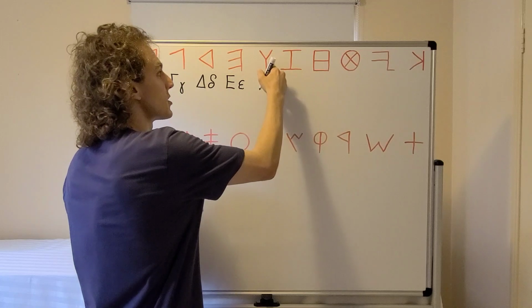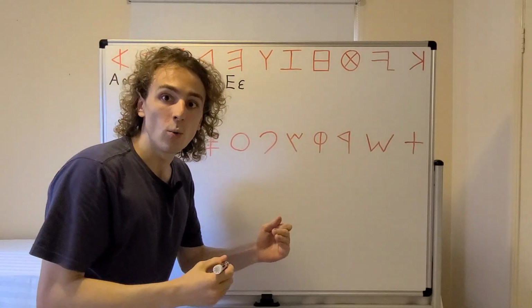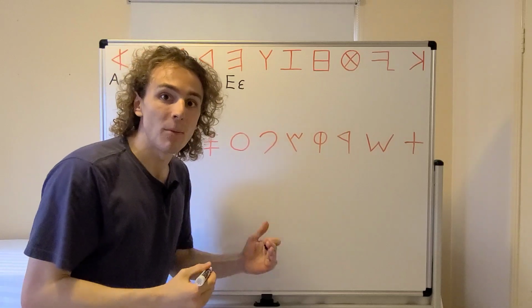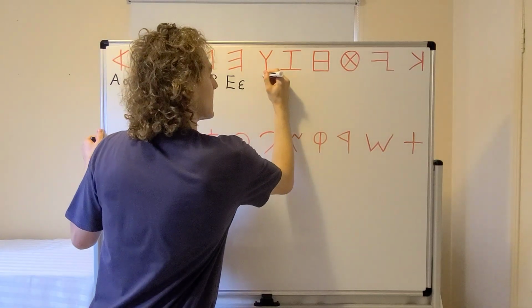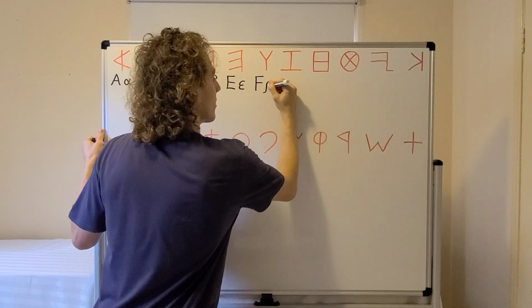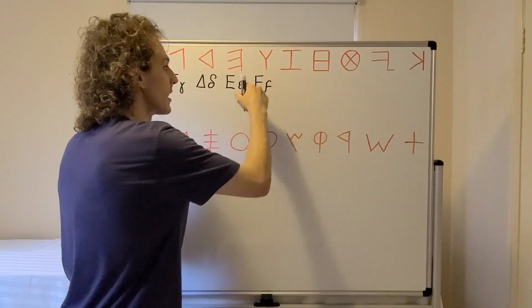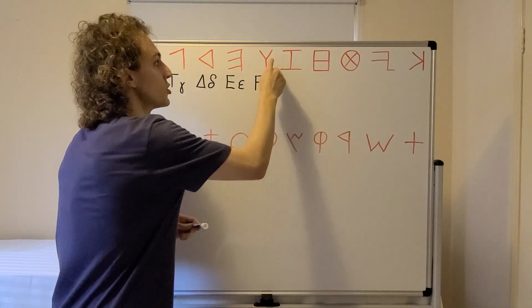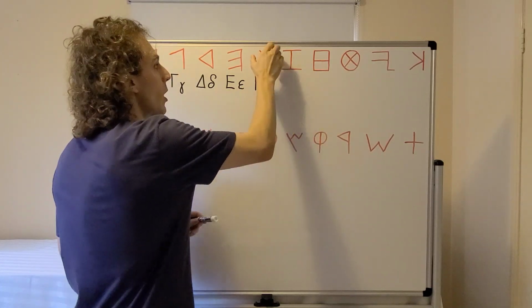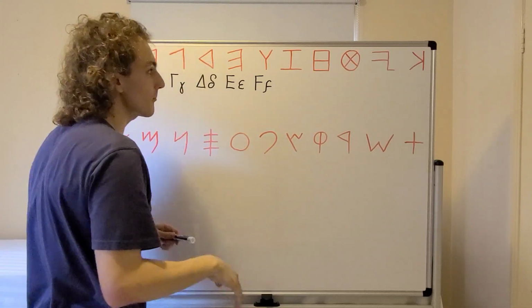The sixth letter in the Phoenician alphabet is Waw. Waw corresponds to the Greek digamma. This is the uppercase digamma, and this is the lowercase digamma. But this is not the only Greek letter that corresponds to Waw. Waw also corresponds to another letter which we will see later.